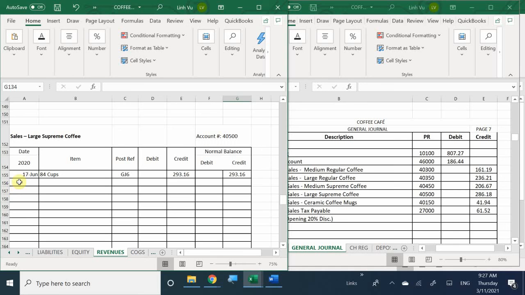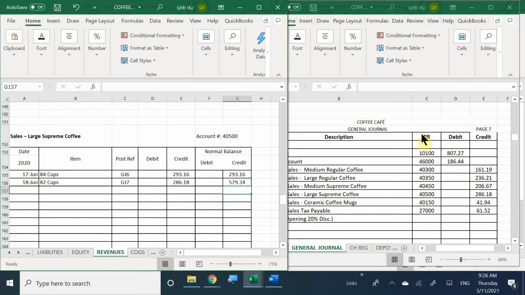All right. Here we have our supreme coffee, the large supreme coffee. How many cups did we sell? 82. 82 cups. General Journal 7 for the total amount of 286.18. So what's my total ending balance? 579.54. Did you say 54? I got 34, because the previous balance is 16 cents plus 18 cents. Should definitely be 34 cents. Okay. All right.